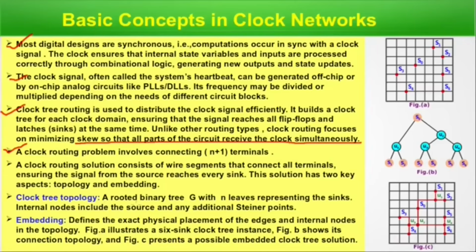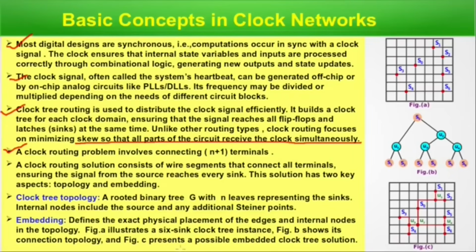Clock tree topology is a rooted binary tree G with n leaves representing the sinks; internal nodes include the source and any additional Steiner points. Embedding defines the exact physical placement of edges and internal nodes in the topology. Figure A illustrates a 6-sink clock tree instance. There are 6 sinks, and figure B shows its connection topology. The connection topology is a rooted binary tree with n leaves, S1, S2, S3, S4. There are n sinks, so n leaves. This is the clock tree topology.